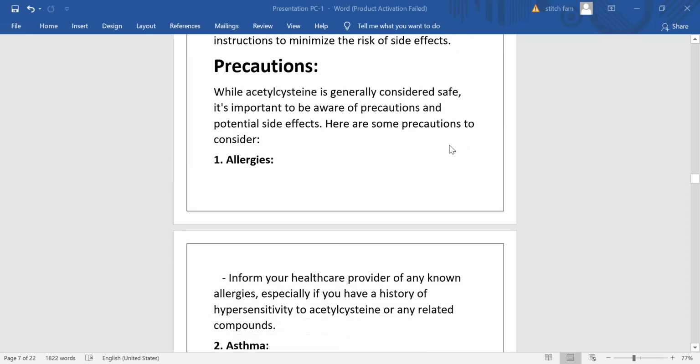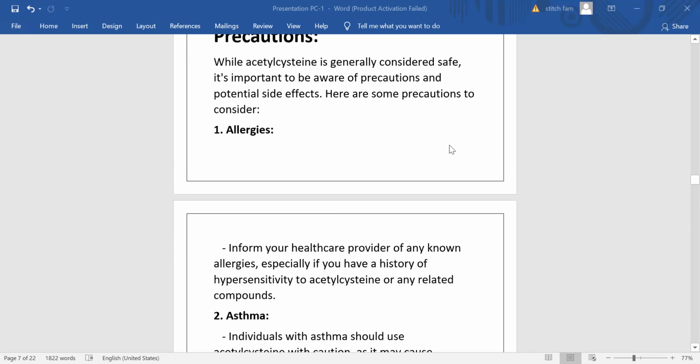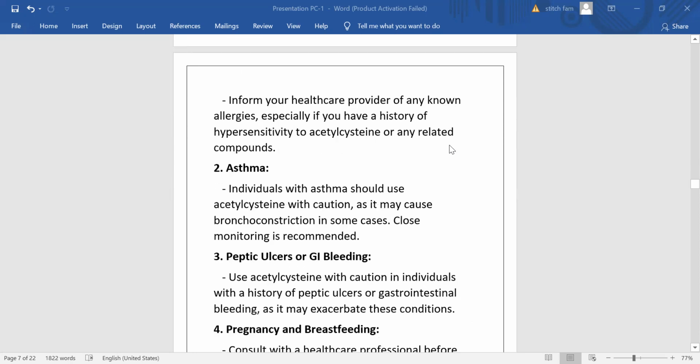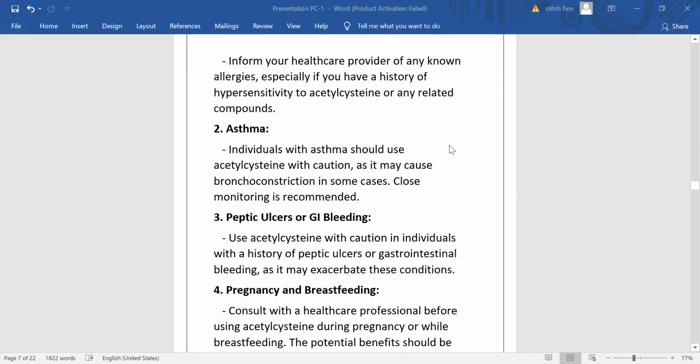Now let's talk about the precautions. While acetylcysteine is generally considered safe, it's important to be aware of precautions and potential side effects. Here are some precautions to consider. Number one, allergies. Inform your healthcare provider of any known allergies, especially if you have a history of hypersensitivity to acetylcysteine or any related compounds. Number two, asthma. Individuals with asthma should use acetylcysteine with caution as it may cause bronchoconstriction in some cases.